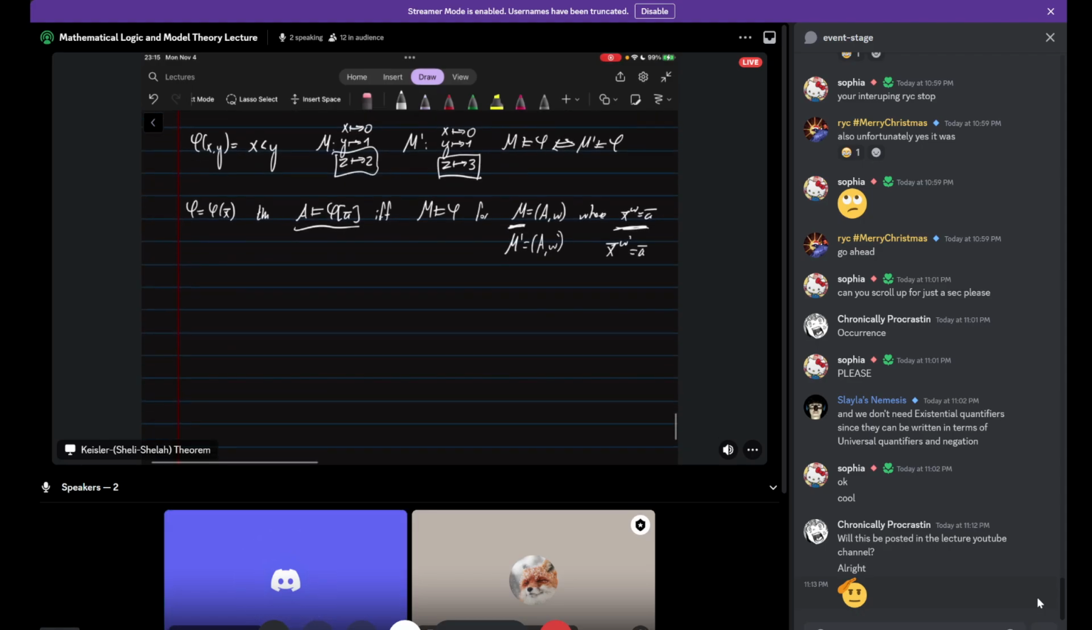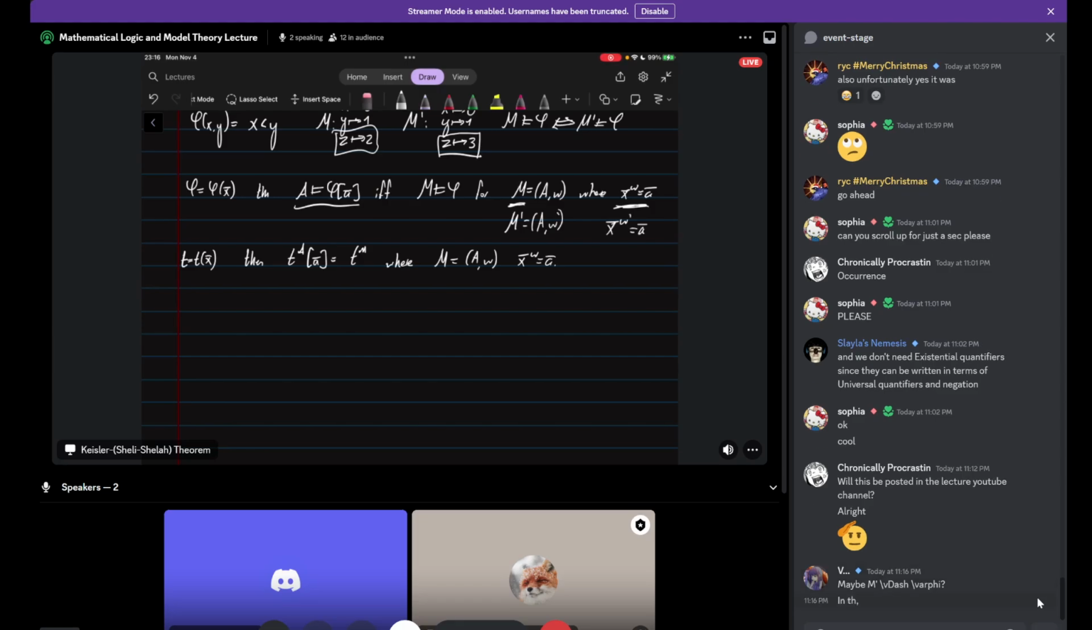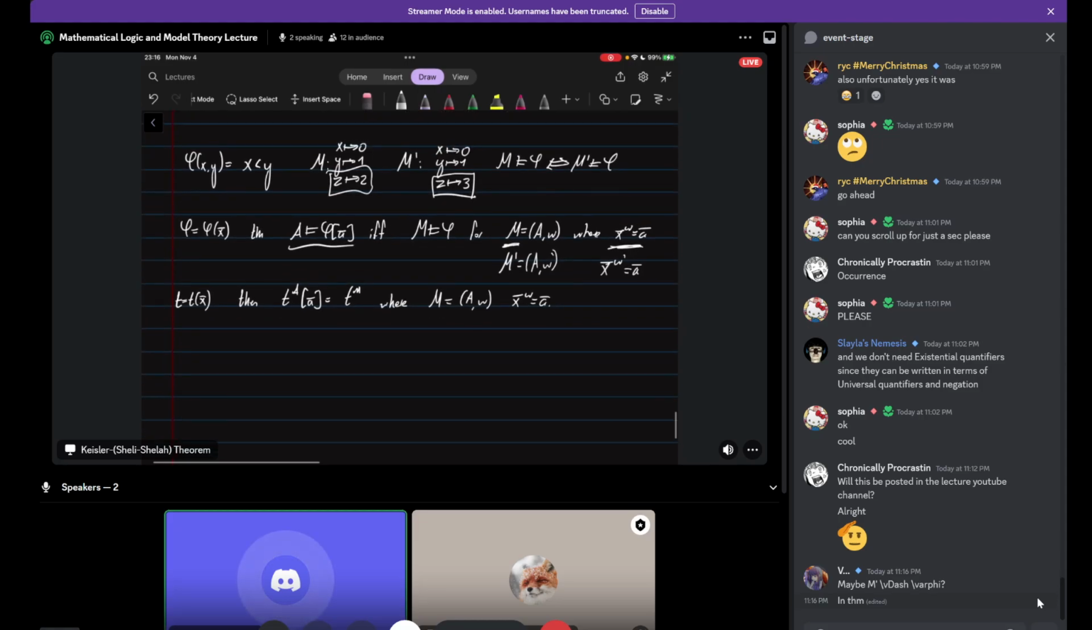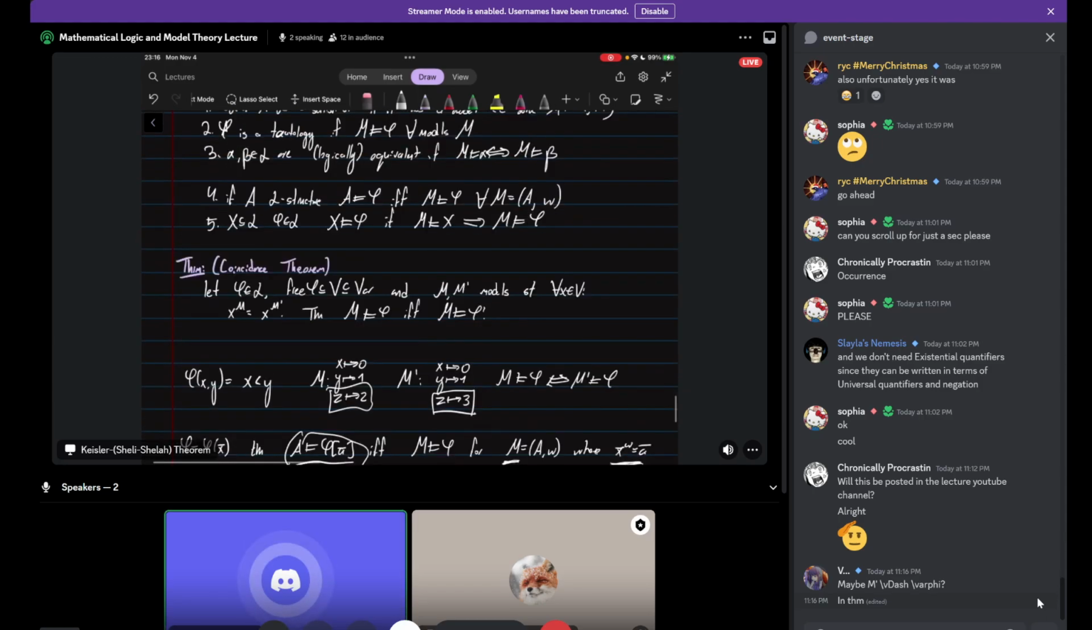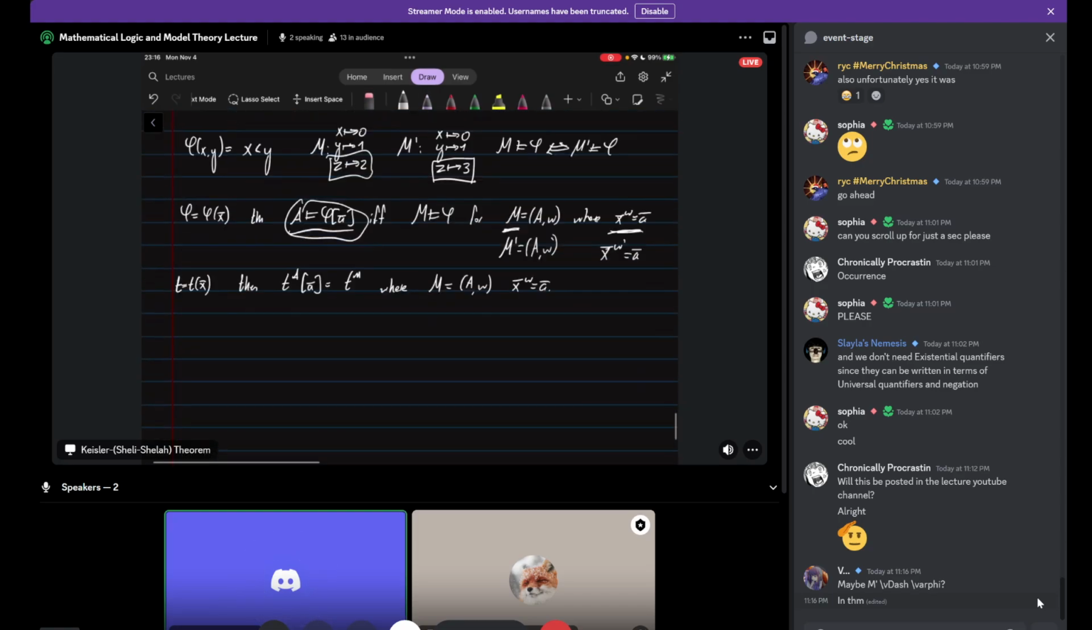Similarly, we obviously also have the coincidence theorem for terms. So if t is equal to t of x bar, then t of a in A is equal to t of M, where M equals (A, W), where x bar W is equal to a. What I'm saying here is that I define this in the theorem. Oh yes, M prime models phi, not phi prime.